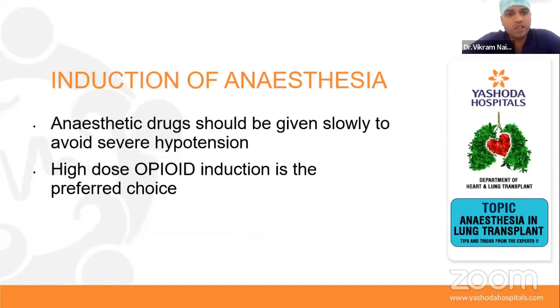For induction of anesthesia, the choice of anesthetic agents can be opioids, hypnotic agents, barbiturates, and benzodiazepines. But with any anesthetic agent given in a patient who has end-stage lung disease, it should always be remembered that the patients are very, very prone to develop severe hypotension. So it has to be administered very slowly. And at our institute, we follow high-dose opioid induction as the choice of induction for lung transplant.